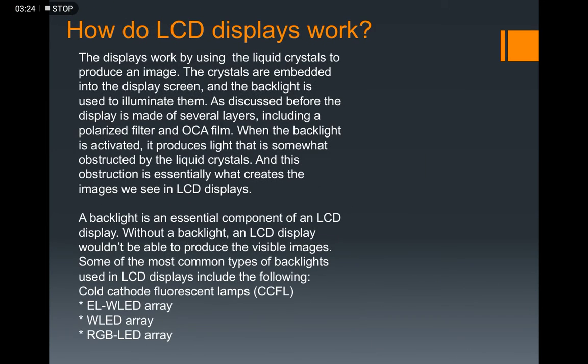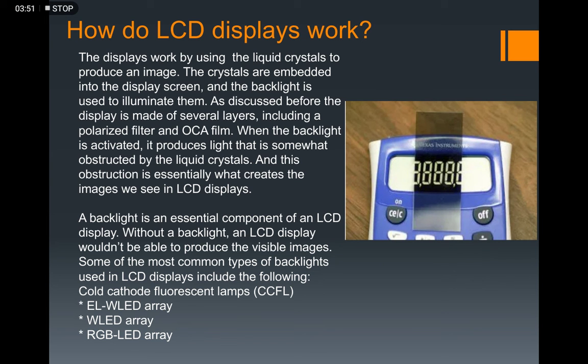Now, how do LCD displays work in the first place? The displays work by using the liquid crystals to produce an image. The crystals are embedded into the display screen, and the backlight is used to illuminate them. As discussed before, the display is made up of several layers, including a polarized filter and OCA film. When the backlight is activated, it provides light that is somewhat obstructed by the liquid crystals, and this obstruction is essentially what creates the images we see in LCD displays.